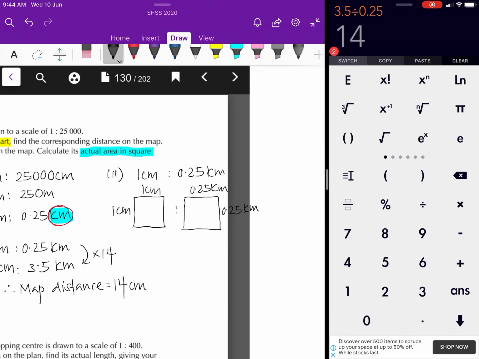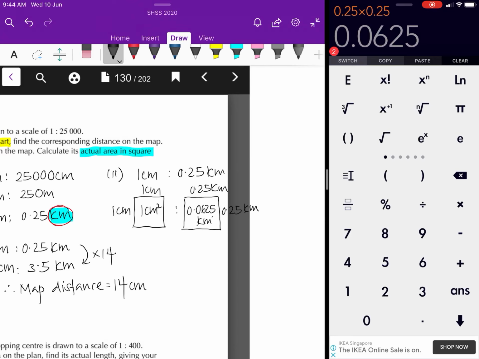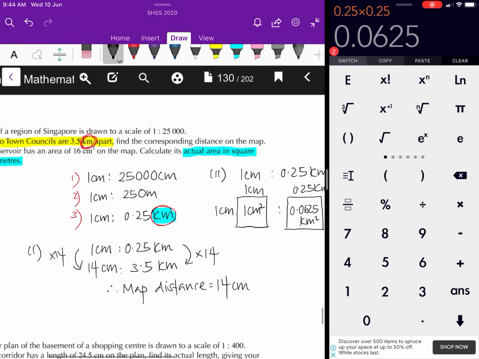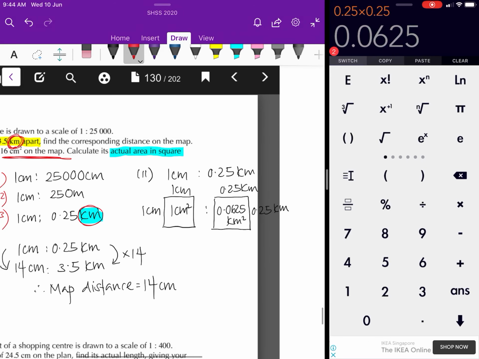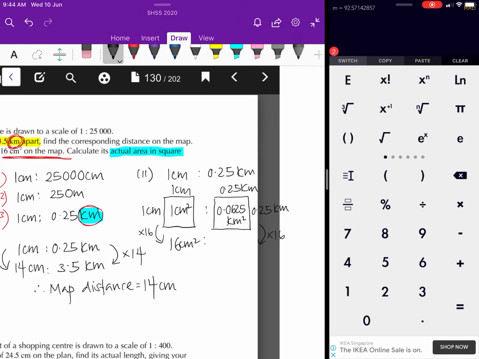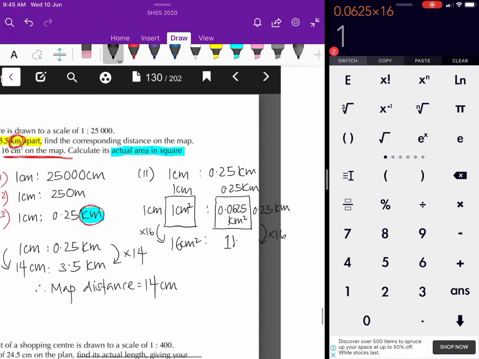Now find the area. 1 cm times 1 cm gives you 1 cm square. 0.25 times 0.25 gives you 0.0625 km square. They said the reservoir has 16 cm square on the map. So 16 cm square is on the left, so you times 16. On the right, you also times 16. 0.0625 times 16, you get 1 kilometer square. That's the answer. So therefore, actual area is 1 kilometer square. You're done.